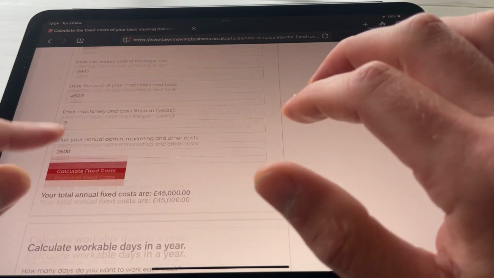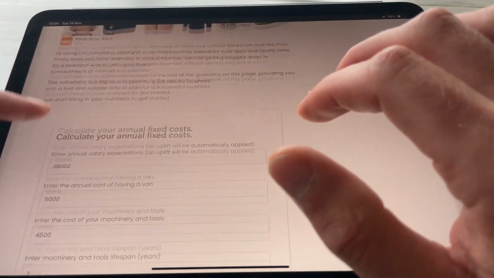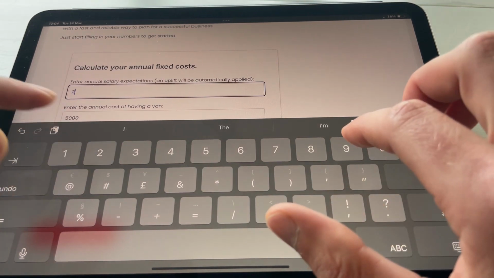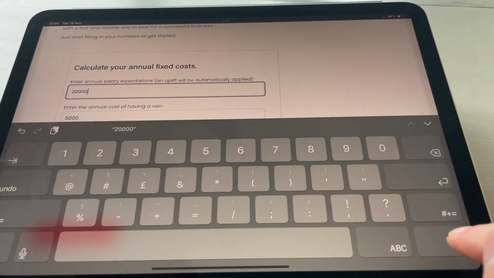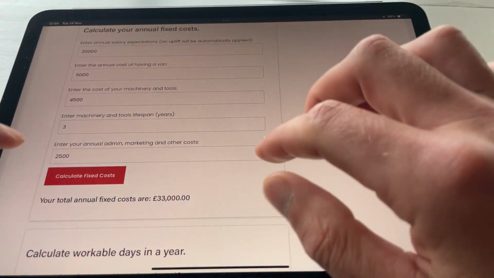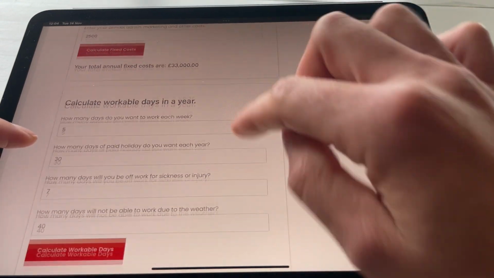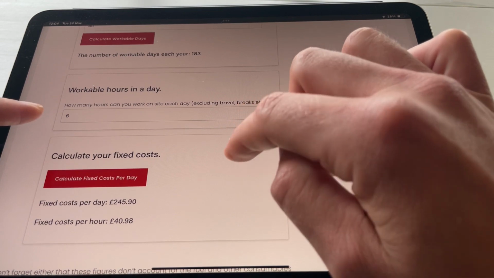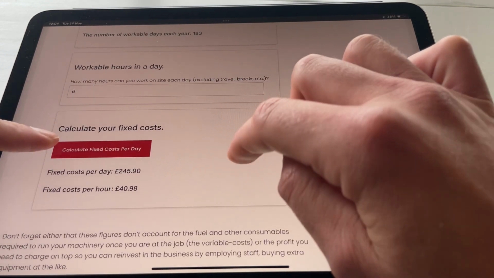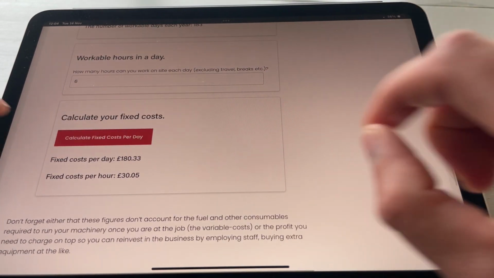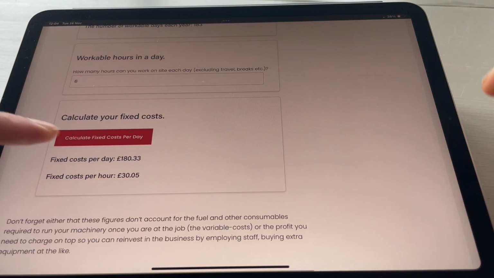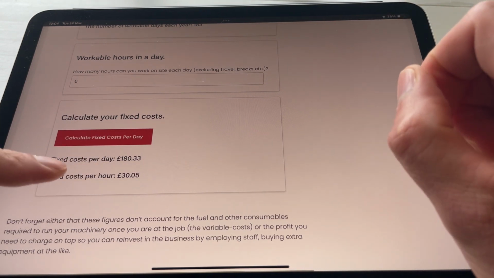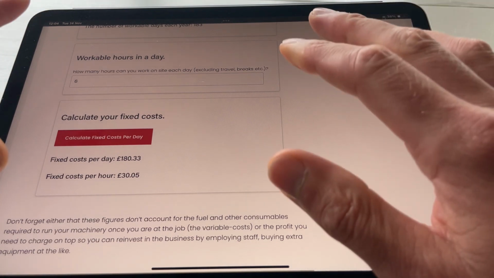But let's say you're a little bit less ambitious and you don't want to earn £30,000, you only want to earn £20,000. Okay, we'll see what that does to the numbers. So my fixed costs have now dropped down to £33,000. I'm still working 183 days a year. I'm still working 6 hours a day. There you go. We've gone now to £180 a day. Or we need to earn £30 an hour for 6 hours just to cover those costs.